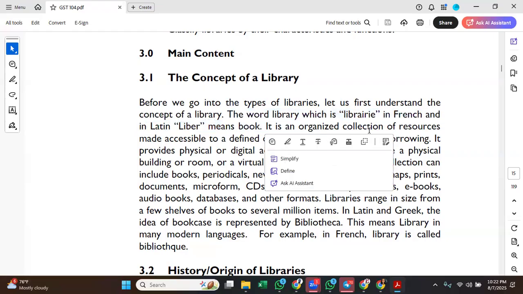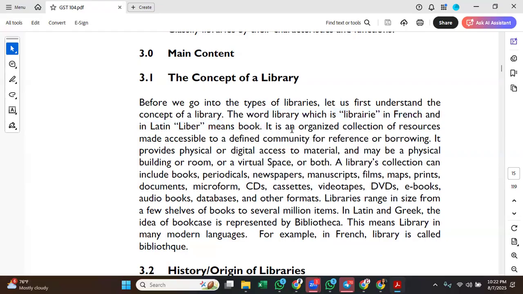Now we're going to the definition of a library. What is a library? A library is an organized collection of resources made accessible to a defined community for reference or borrowing. Very short, very simple. So dash is an organized collection of resources made accessible to a defined community for reference or borrowing. What is that? That definition is what? Library. Very good. Now let me explain a bit on that definition.